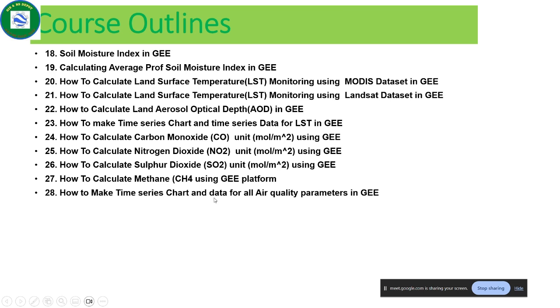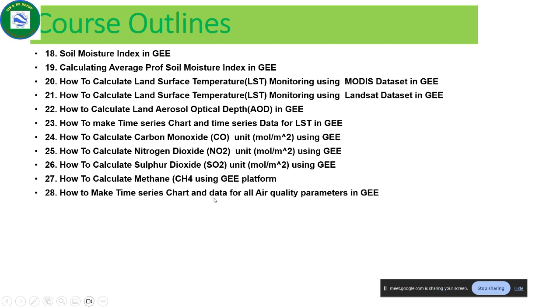Then we learn accuracy assessment of land use and cover. Accuracy assessment of this land use and cover work, suppose producer accuracy, consumer accuracy, kappa accuracy, and others.